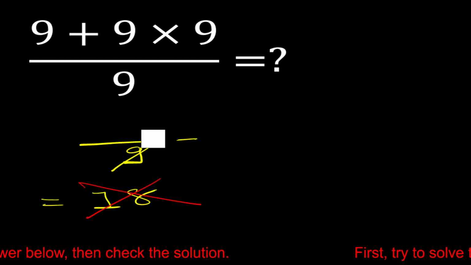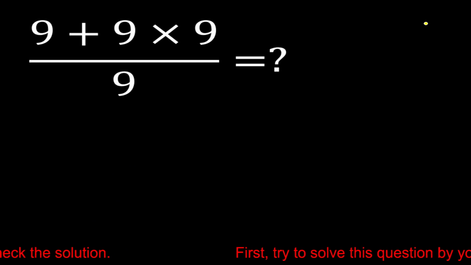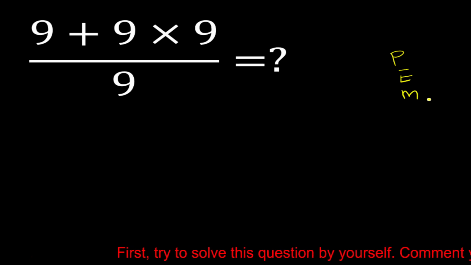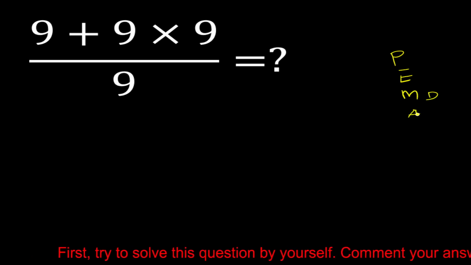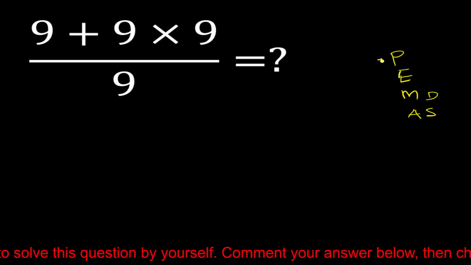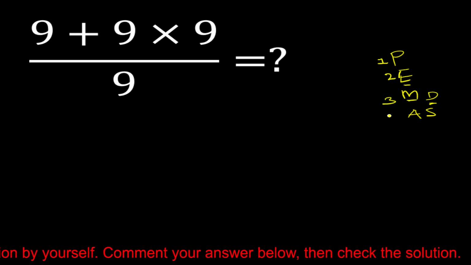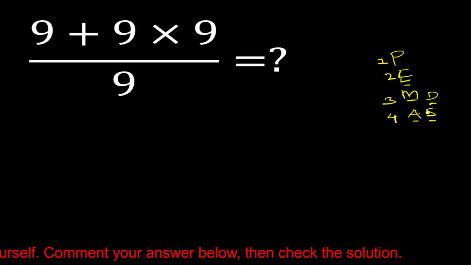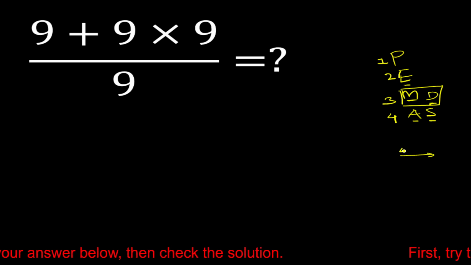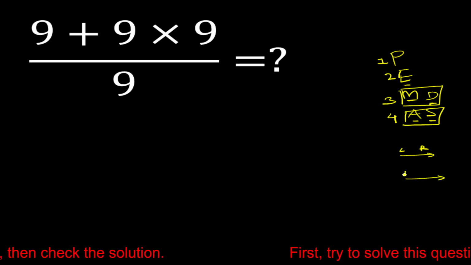So now let's solve this problem correctly by using the PEMDAS rule. According to PEMDAS, first priority is parenthesis, second priority is exponent, third priority is multiplication and division, and fourth and last priority is addition and subtraction. Here, multiplication and division both have equal priority, so we have to solve it from left to right. And also addition and subtraction both have equal priority, so we have to solve it from left to right.